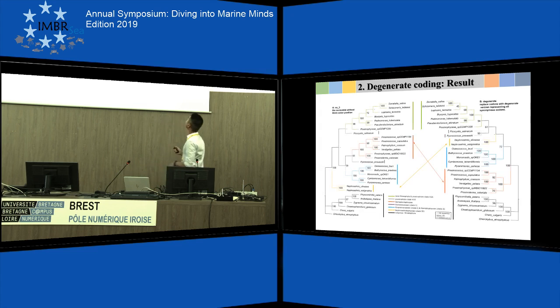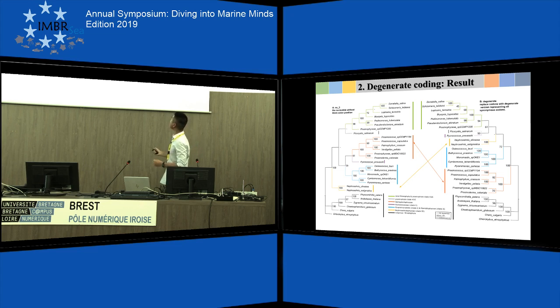So here is the first result. We can see the left side is the typical method, and the right side is the degenerate method, the new method. A short explanation: different clades were colored differently. Our study class, Palmophyllales, was colored in red.